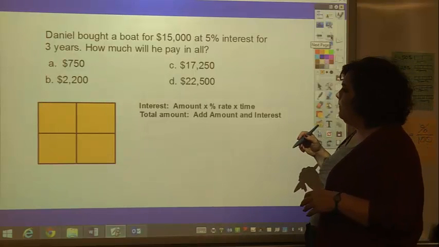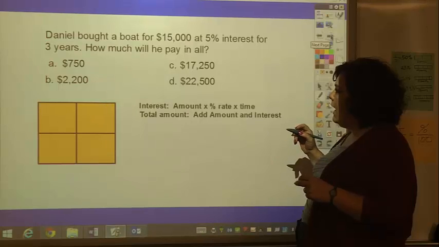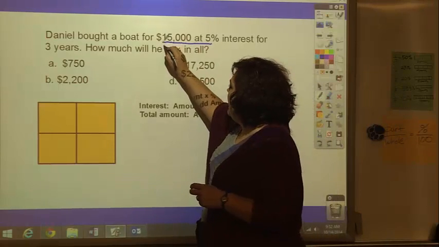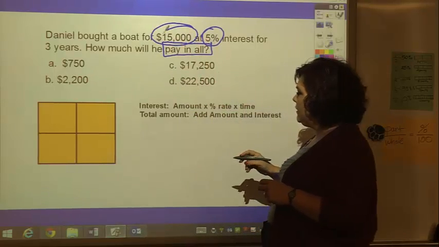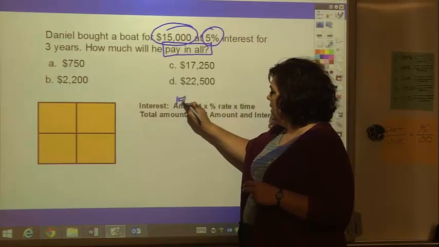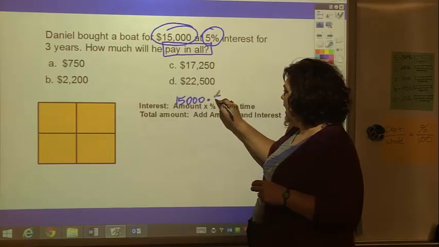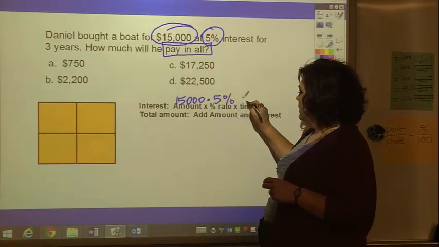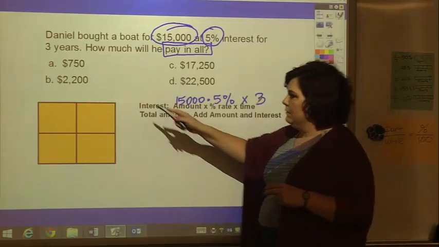Daniel bought a boat for $15,000 at 5% interest for 3 years. How much will he pay in all? 5%, $15,000. Well, interest is the amount, 15,000 times the tax rate times the 3 years that he pays.